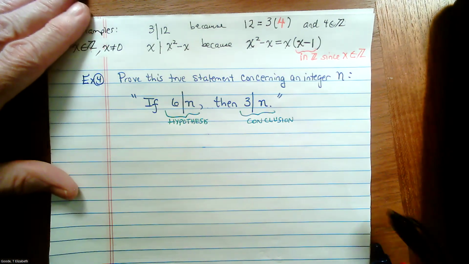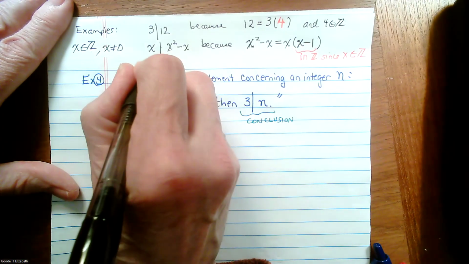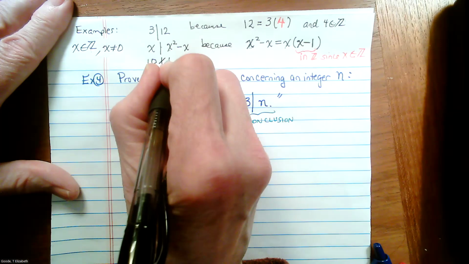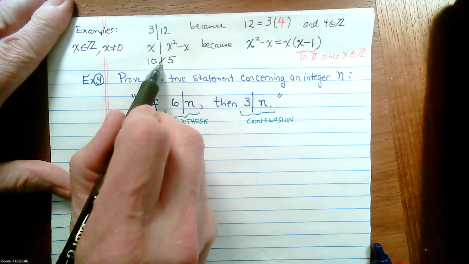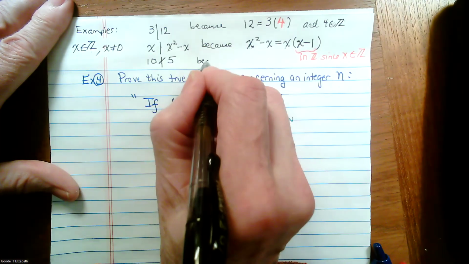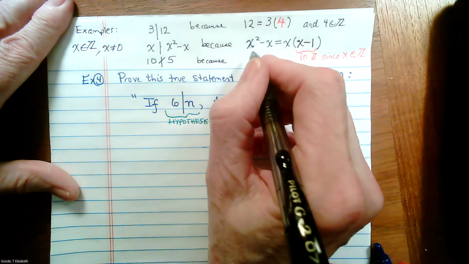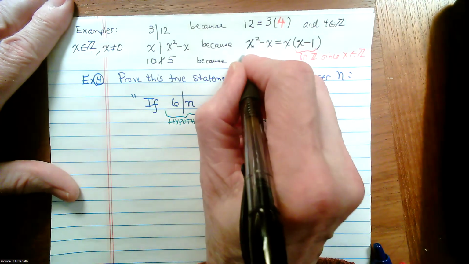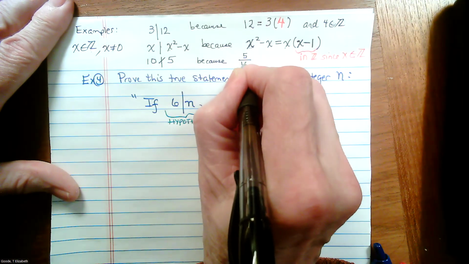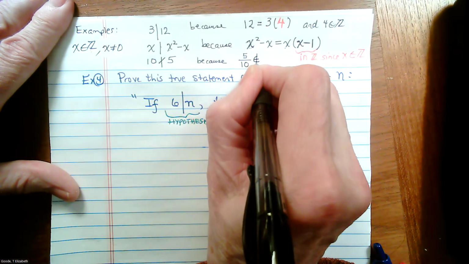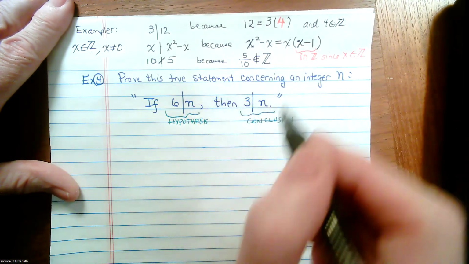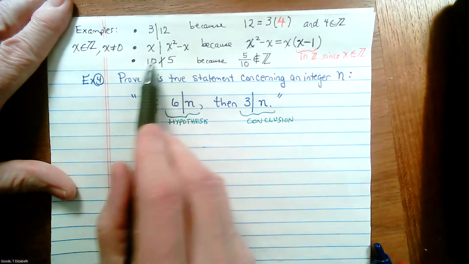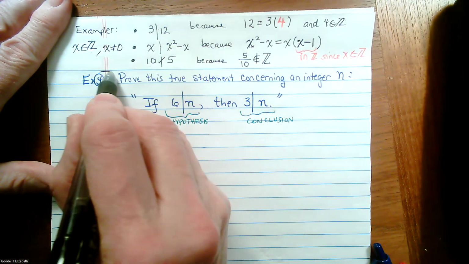And here's an example of something that doesn't divide. 10 does not divide 5, because when you try to divide 5 by 10, what you get is not an integer. You get 1/2. So here are two examples of divides and one example of does not divide.